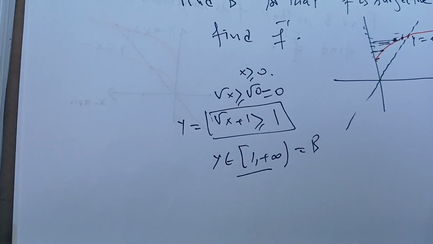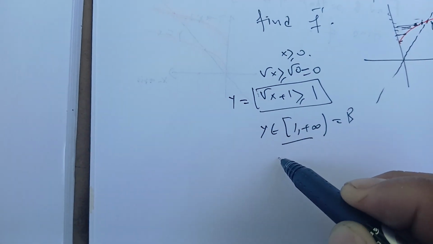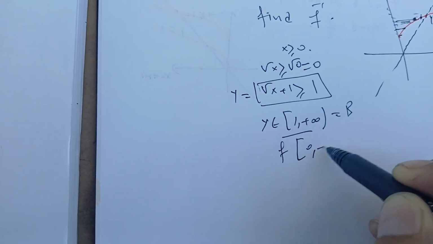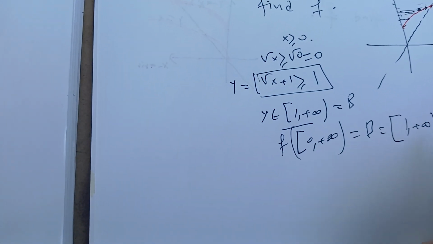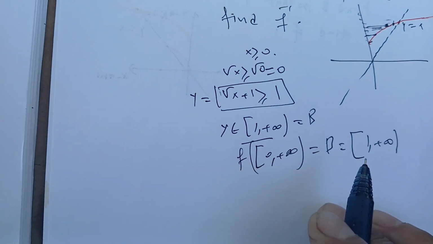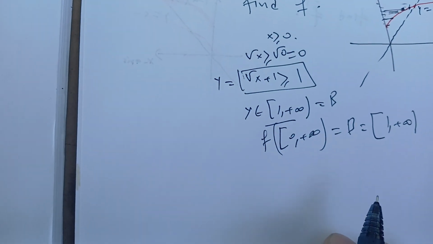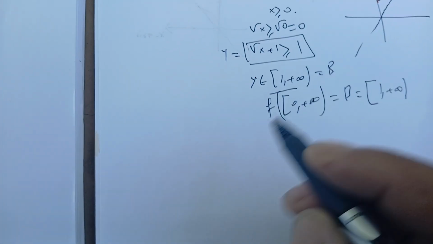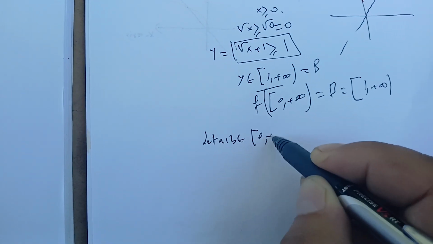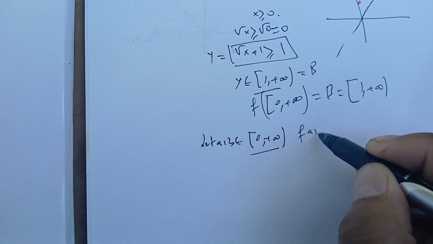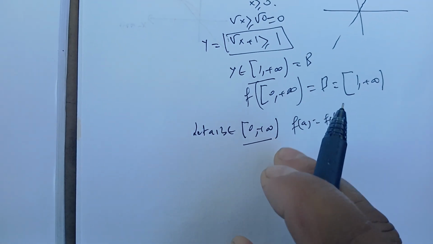So we can also say, from the graph, that the image f of this interval is the whole set b, which is 1 plus infinity. Therefore, f is surjective. The next thing that we need to prove is that f is injective. So let's have two elements. Let a and b be in this interval 0 plus infinity. We assume that they have the same image. What we need to prove is that they are the same.